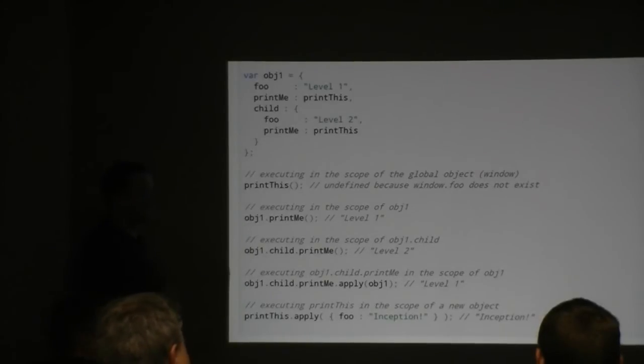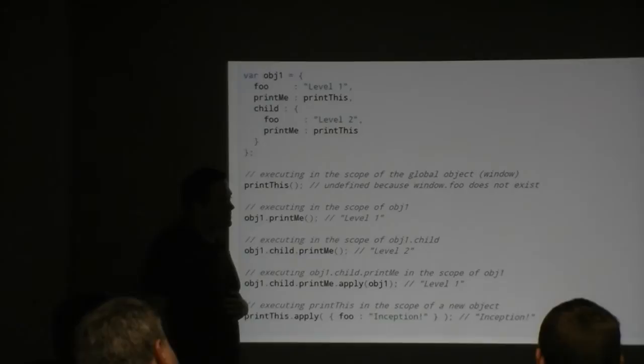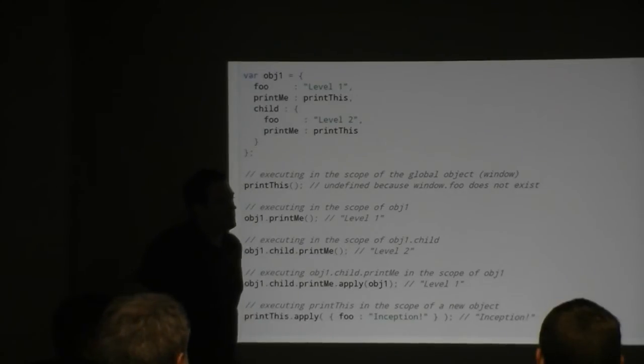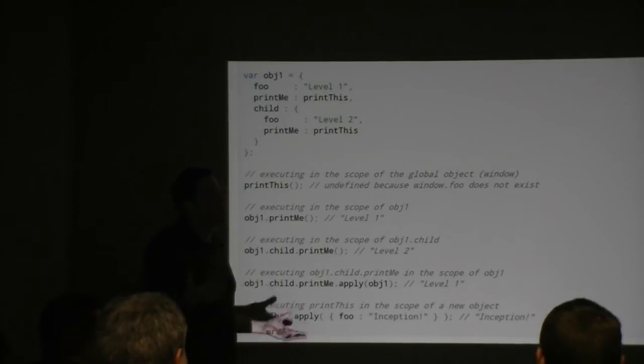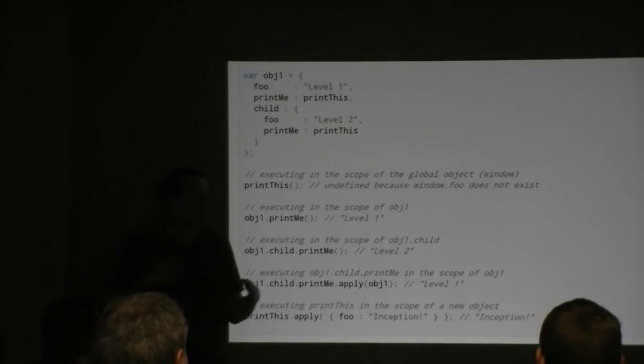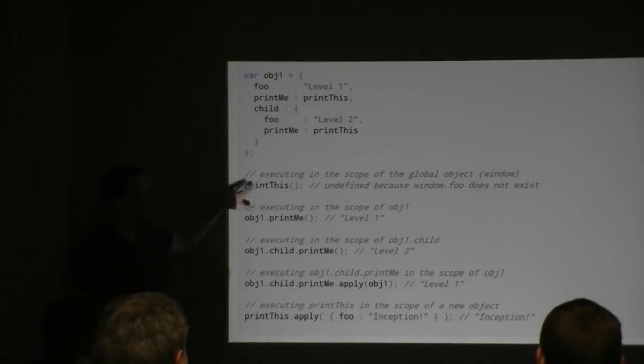Yes, sir. The global object is window in a browser? Correct. Yes, that's correct. What is it if you're in Node or something? I don't remember what it's called, but there is one. There always has to be. So remember, functions always execute within the scope of an object. Even if you don't create an object, if you just print things on the page, it's executing within the scope of something. The thing it's executing in is the global scope.